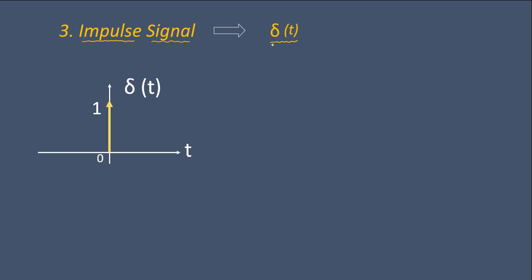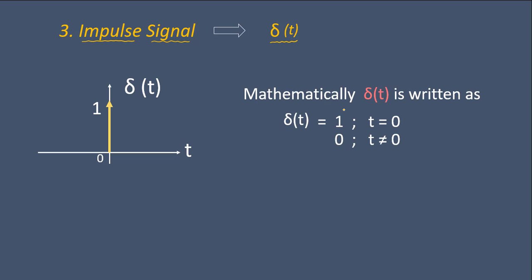So we have plotted the del of t signal with respect to the time axis. The value of del of t is 1 at t equals 0, and it is 0 elsewhere. So we can simply write this signal mathematically as del of t is 1 for t equals 0, and the signal is 0 when t is not equal to 0. So it is a very simple signal, the impulse signal. It only exists for t equals 0.